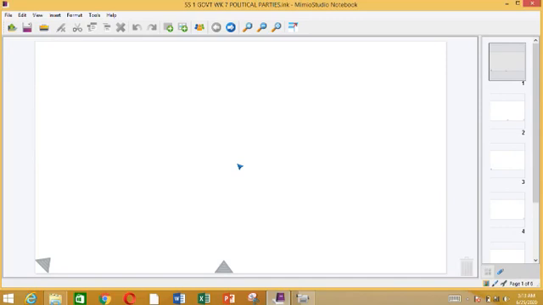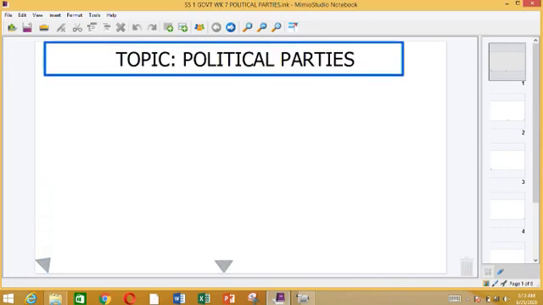Today we'll be discussing political parties as our topic. Remember, in our previous class we discussed ways by which human rights can be safeguarded. So today we'll be discussing political parties.